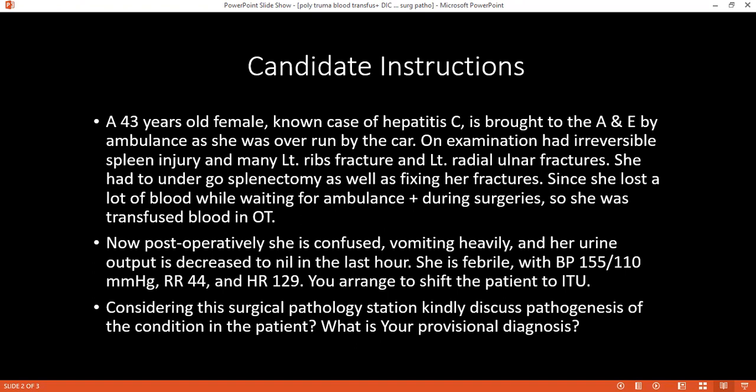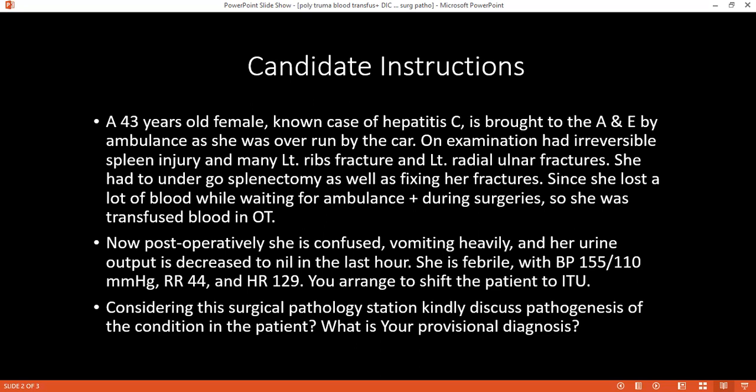How are these platelets formed from the bone marrow? The platelets are formed from the precursor megakaryocyte cells by fragmentation in the bone marrow. Under which hormone? Under thrombopoietin. Thrombopoietin, yes. Okay, good.